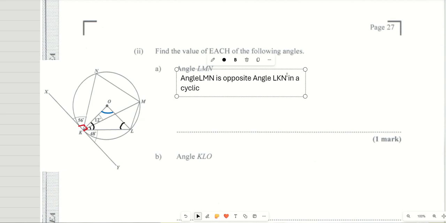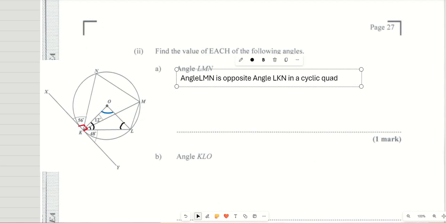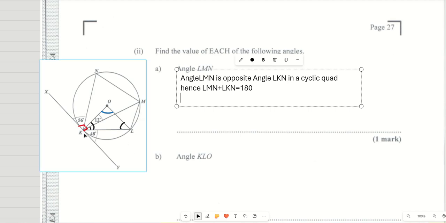in a cyclic quadrilateral, so cyclic quad. I'm just putting quad for quadrilateral. Hence, angle LMN plus LKN would be equal to 180 degrees. They are supplementary, right? Then, can we find out LKN? It is easier to find out LKN because we have nothing else to get this angle here.